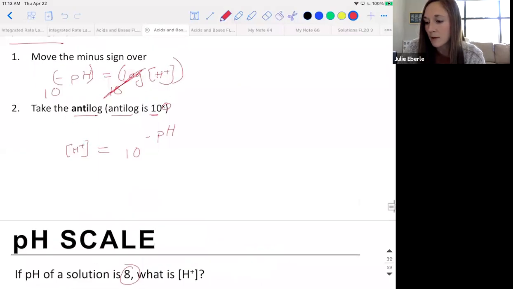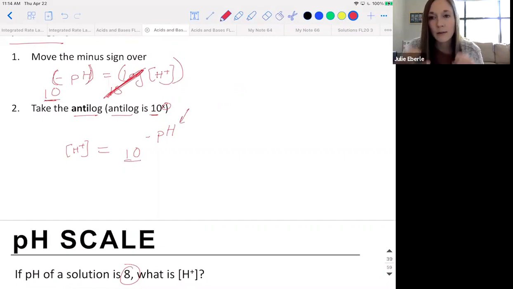I'm going to go back. So once you do the antilog, it undoes the log here, but we still have the base 10 on the other side of the equation. So we have to keep that because we don't have a log on the other side. All right. So now this becomes an exponent, 10 to the negative pH. So anytime you're given a pH, you can plug that in as your exponent.